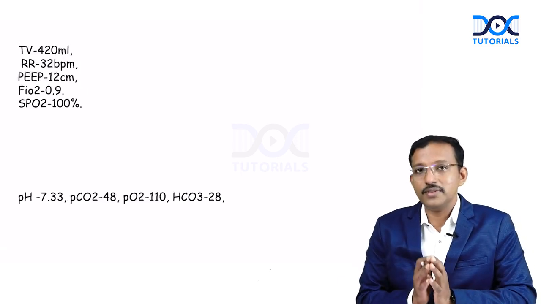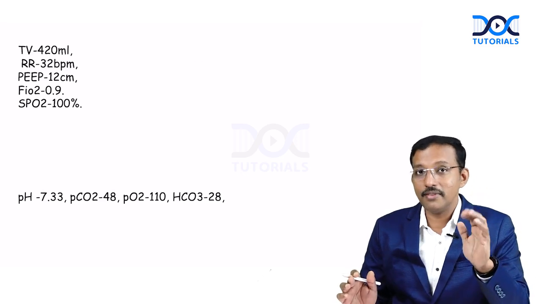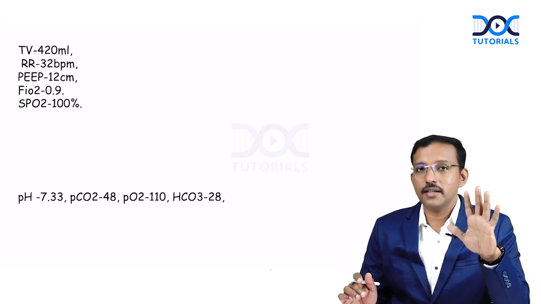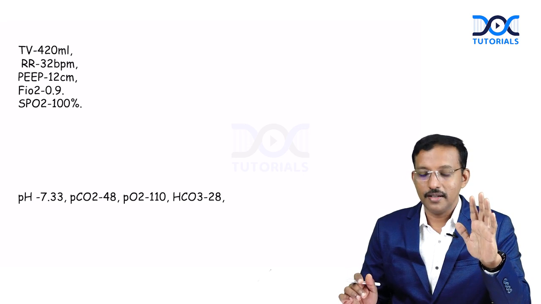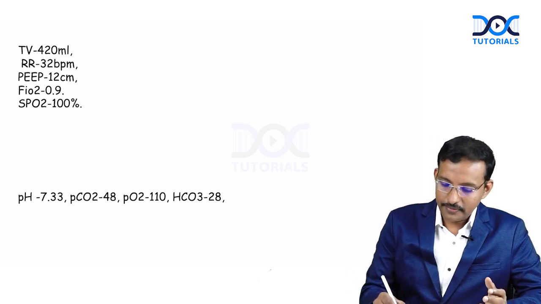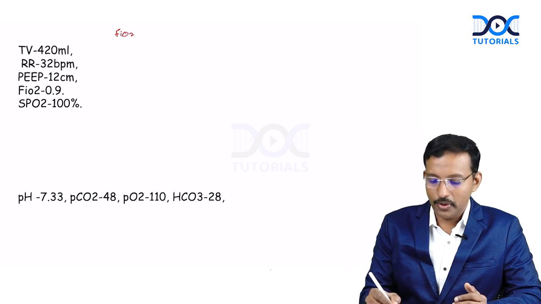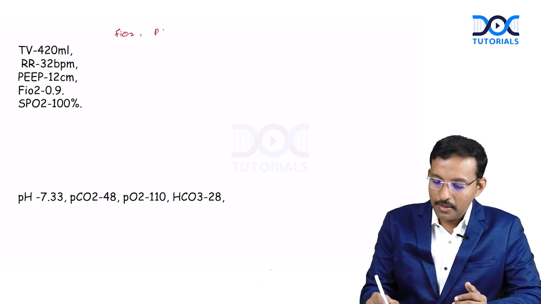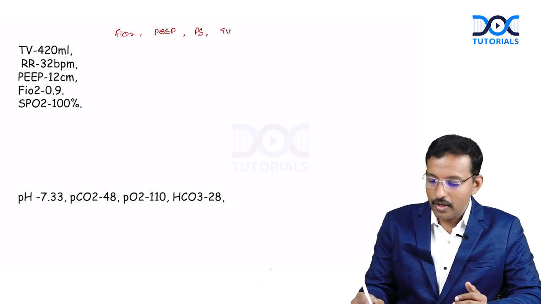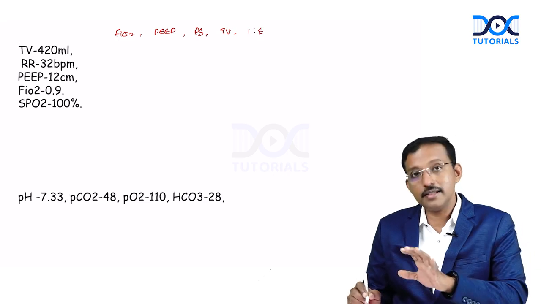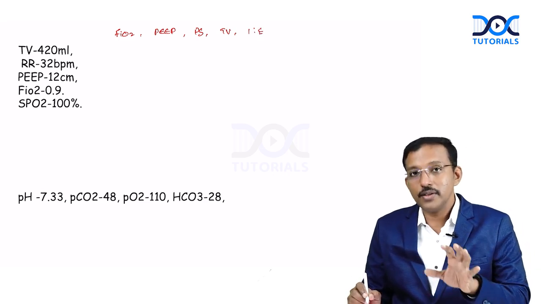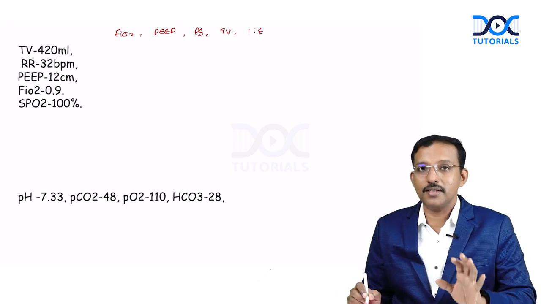Anytime you set a ventilator for a patient, you know that there are 5 points which you always look at. Like for example, the FiO2, that is how much oxygen you are going to give the patient. What is the PEEP you keep? Third, what is the pressure support you give? What is the tidal volume you give? And what is the IE ratio you give? These are essentially the areas which you need to consider when you put a patient on ventilator.